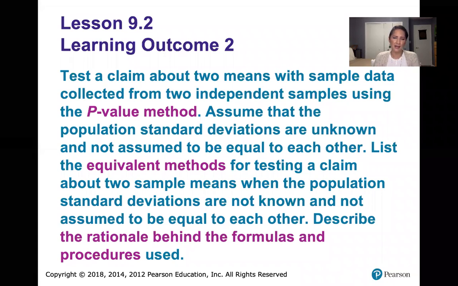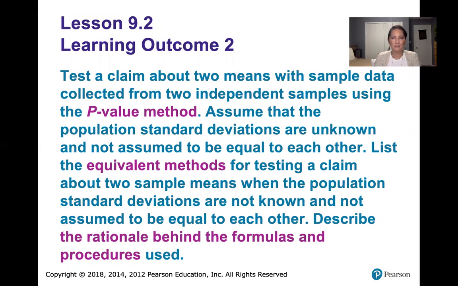I'll also list equivalent methods for testing a claim about two sample means when the population standard deviations are not known and not assumed to be equal to each other. And then we'll describe the rationale behind the formulas and procedures used, not just for the p-value method, but for the critical value method and the confidence interval method as well.